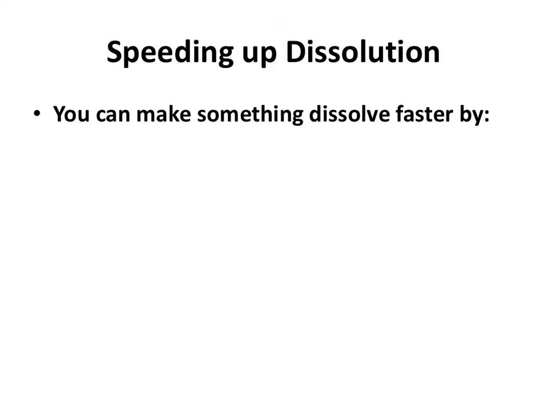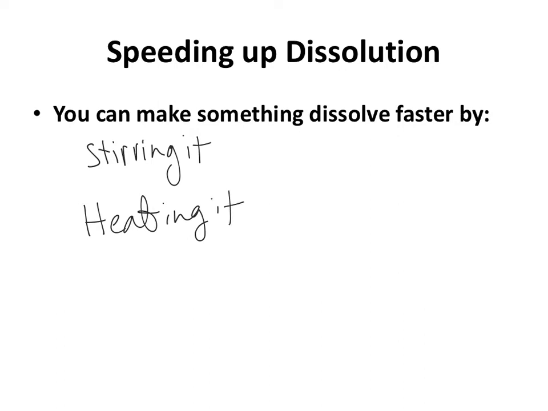There are some ways that we can speed this up, one of which is by stirring it. If we stir something, it's going to allow the solute and solvent particles to interact more, and therefore they're going to dissolve faster. Another way is heating it. If we heat particles, they're going to have more kinetic energy, meaning that they're going to collide more frequently and move around more, and again, that will make it so that it's going to dissolve more quickly. We can also break the solid into smaller pieces.